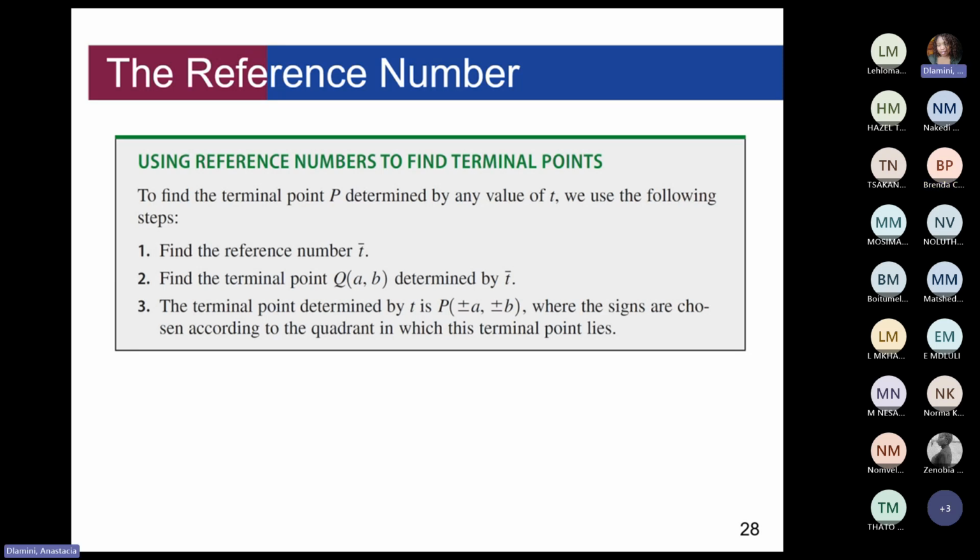Okay, so what will happen? Remember, we found like pi over 4. Then we know the terminal points for pi over 4, right? And then after that, we say, okay, fine, let's go and find where this point lies. And then we say, oh, it lies in the fourth quadrant. So it means that in the fourth quadrant, the x value is positive, the y value is negative. That's what we're doing basically now.